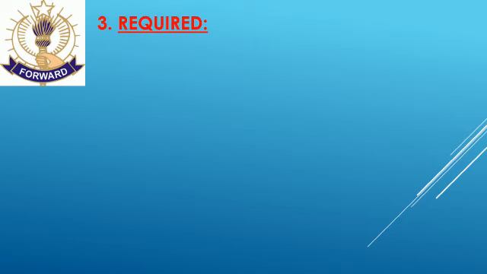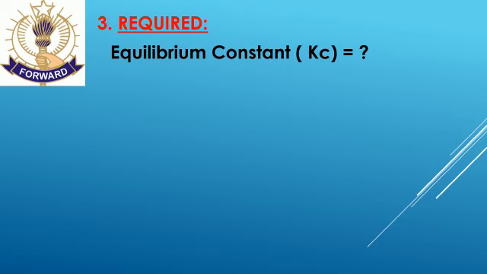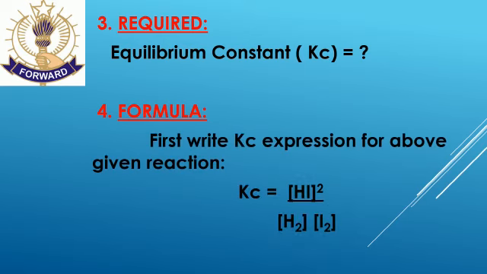Next step is required. We are required to calculate the equilibrium constant, that is Kc, for this chemical reaction, for which we have the formula, that is Kc is equal to the ratio of the product to the ratio of the concentration of reactants. So we will divide concentration of product over concentration of reactants in the next step. Here we have the solution.